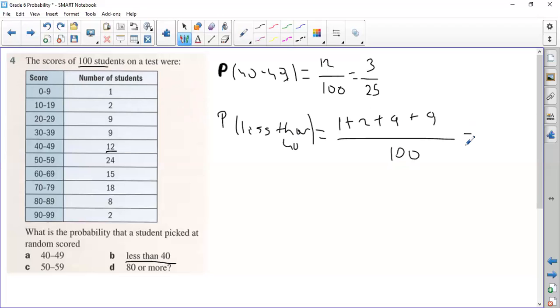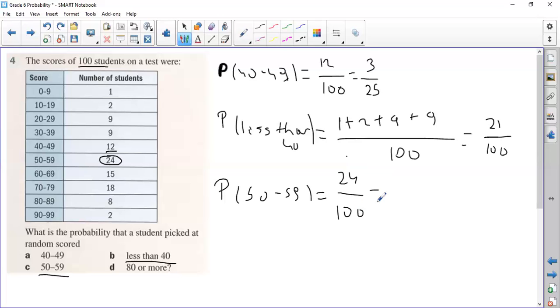So the number of students that have taken less than 40 is 10 plus 11, 21 over 100 students. This one will be the probability. What is the probability that the students picked at random scored 50 to 59? So for 50 to 59, we have 24 students. So the probability for taking a point between 50 and 59 will be 24 over 100. If you simplify this by 4, it will be 6 over 25.